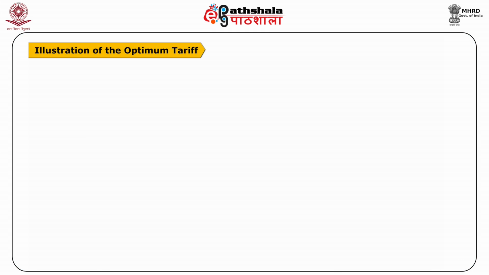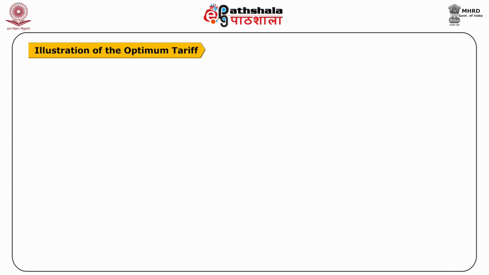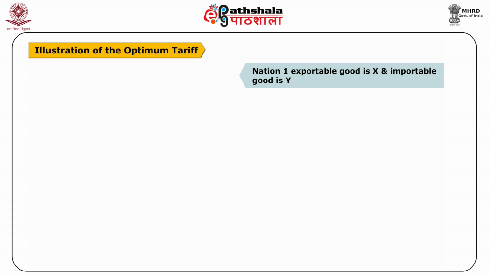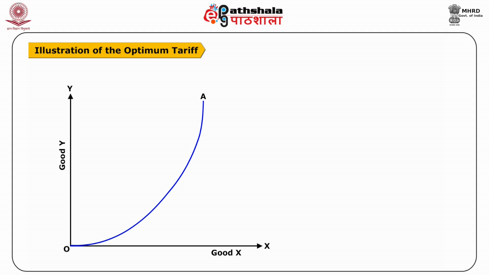Let us illustrate the optimum tariff. Assume that there are two nations and two commodities. The two nations are Nation 1 and Nation 2, and the two commodities are commodity X and commodity Y. As assumed, Nation 1's exportable good is X, which is Nation 2's importable good, and its importable good is Y, which is Nation 2's exportable good. Nation 1 is a home country, which is also the tariff imposing country. As shown in the figure, OA is the offer curve of Nation 1, the home country, and OB is the offer curve of Nation 2, the foreign country.